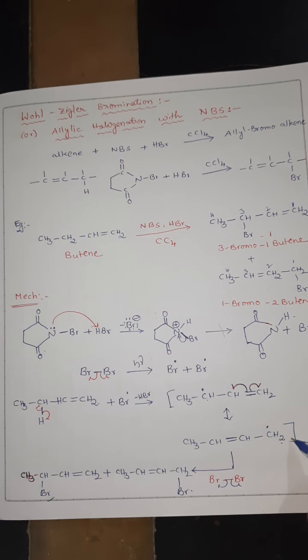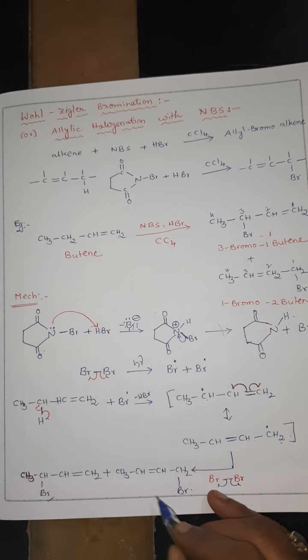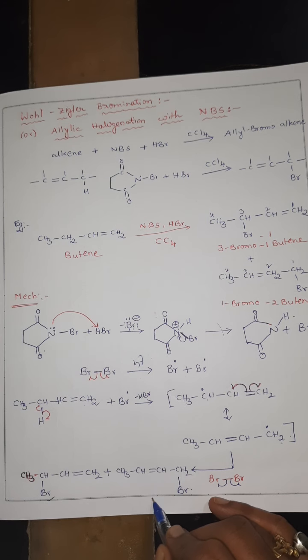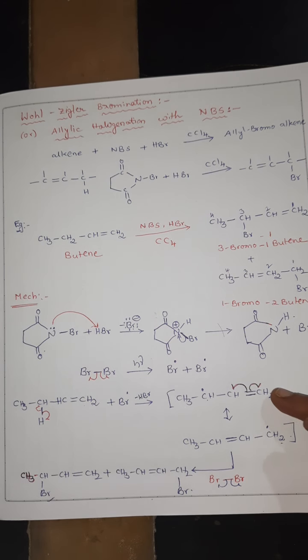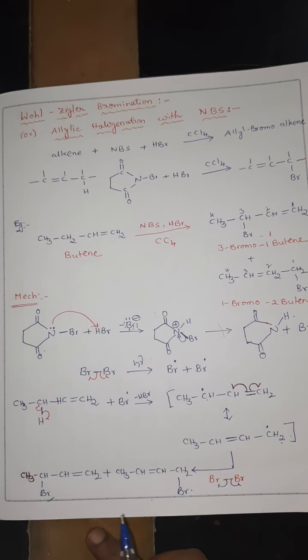If this terminal free radical abstracts a bromine radical from a bromine molecule, it forms 1-bromo-2-alkene. So here two possibilities are there for abstraction of the bromine free radical due to resonance. So this is the mechanism.